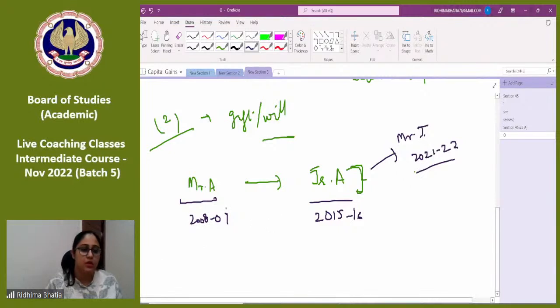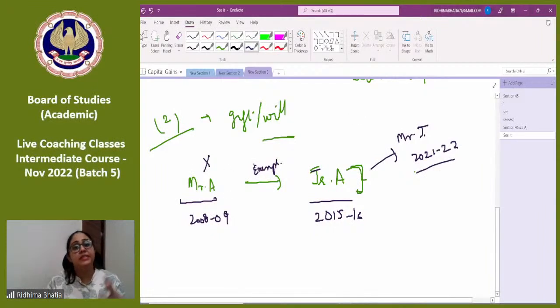Okay. Now, Mr. A, when he transferred the property to Junior A, it is an exempt transfer because the property is given as gift. Property given as gift is an exempt transfer. Ownership has changed, everything has changed, but it is an exempt transfer. So nothing is taxable in the hands of Mr. A.